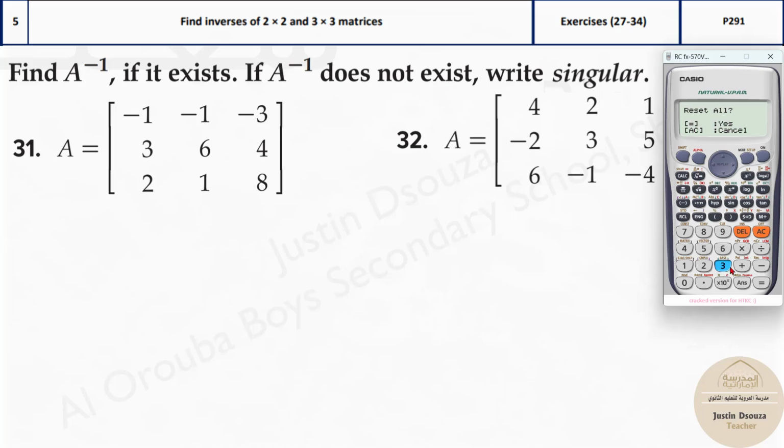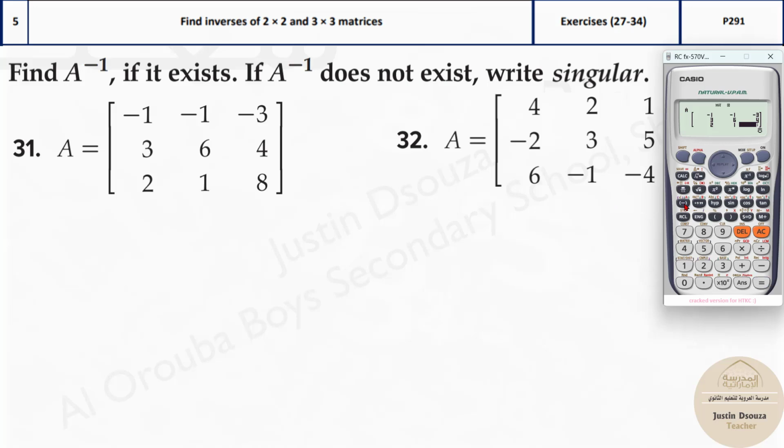I will just clear it out over here. Now, once I clear, I can't press shift and 4. It doesn't work because I need to go to mode and 6 for the first time. Type in the matrix A. It's 3 cross 3, so it's option 1. Now I'll just type the values: minus 1, minus 1, minus 3, 3, 6, 4, 2, 1, 8.